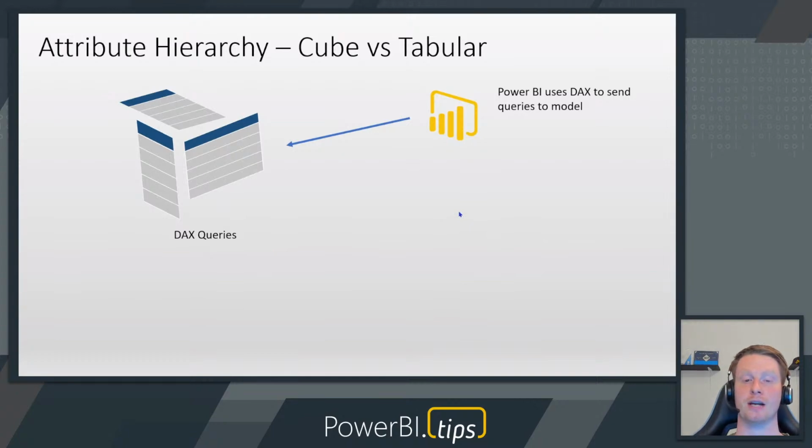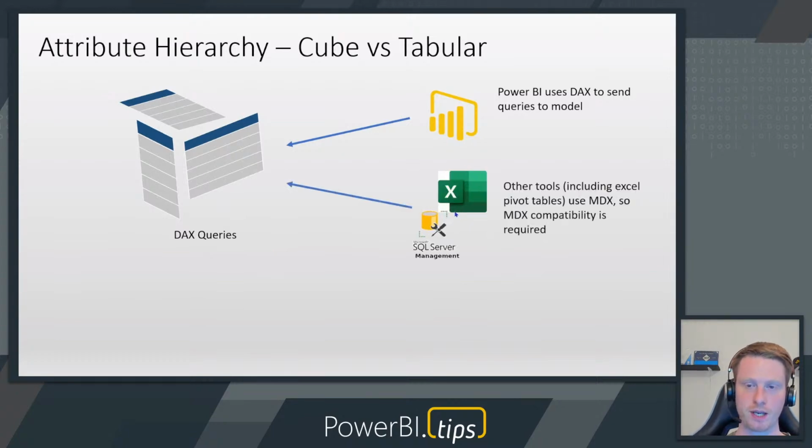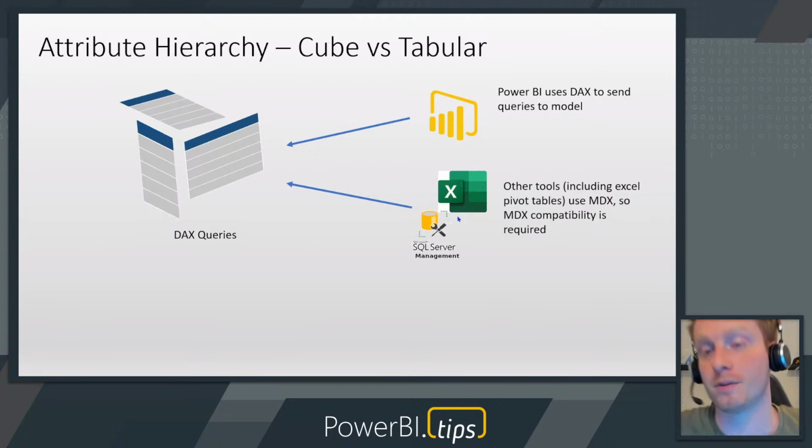That's fine. We don't need an attribute hierarchy in most cases. Other tools, including Excel, use MDX. So when you connect in Excel, this uses MDX. Other tools such as SQL Server Management Studio, you can use MDX in this. So even though in Power BI we don't normally write MDX, we still have to support that because tools such as Excel and others connect to the tabular model in MDX.